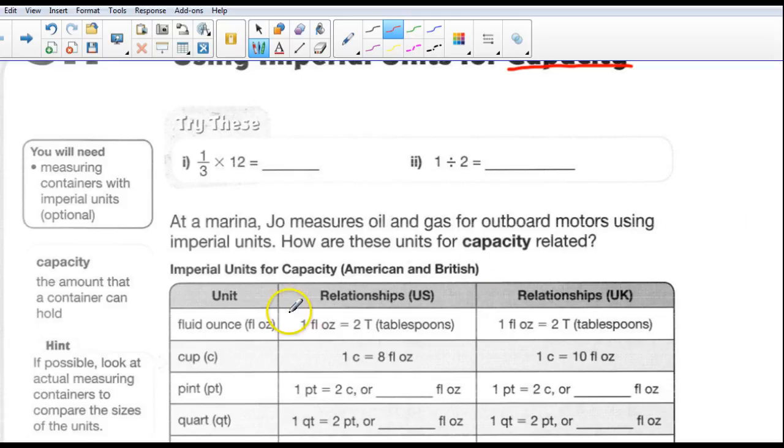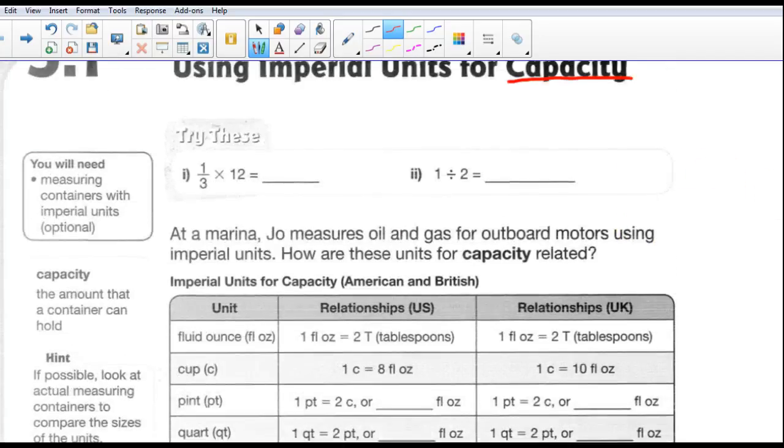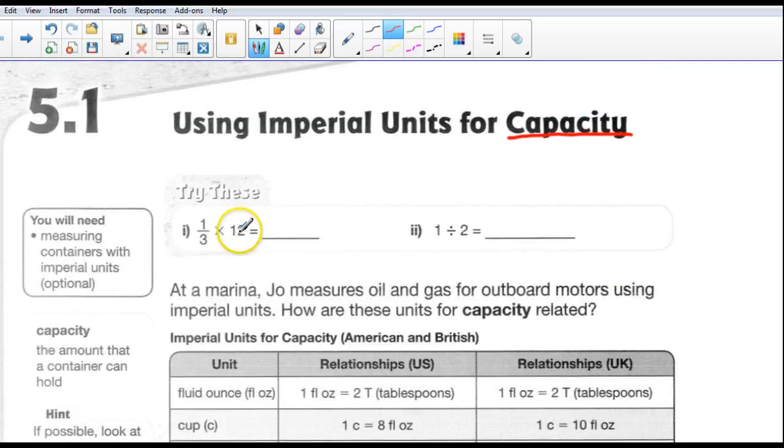Okay, so the units in Imperial are ounces, cups, pints, quarts, and gallons. If we're talking about the metric system, we're talking about liters and milliliters. Okay, so those are units of capacity. So let's just do some practice here.